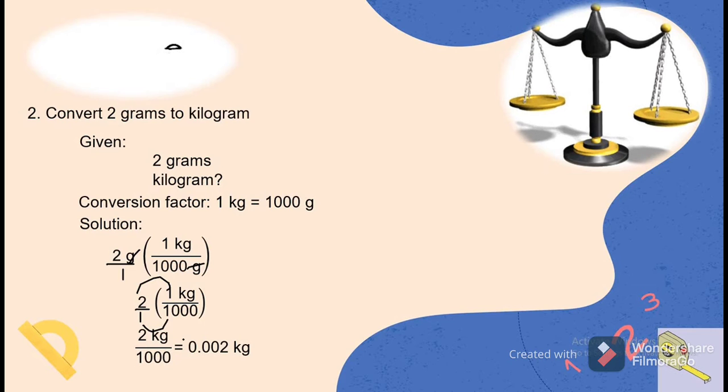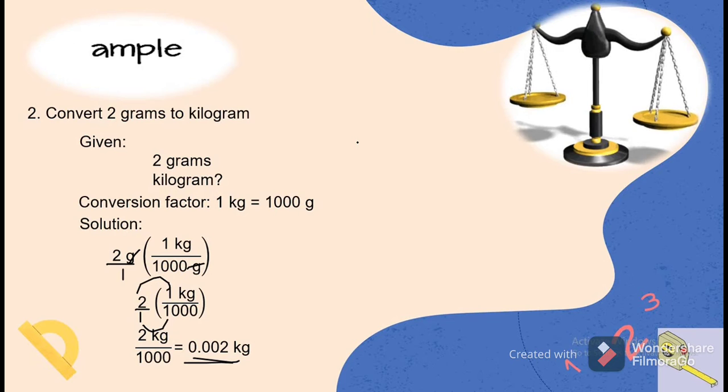So we have 2 over 1,000, then divide. So we have the final answer. Therefore, 2 grams has the same weight as 0.002 kilogram.